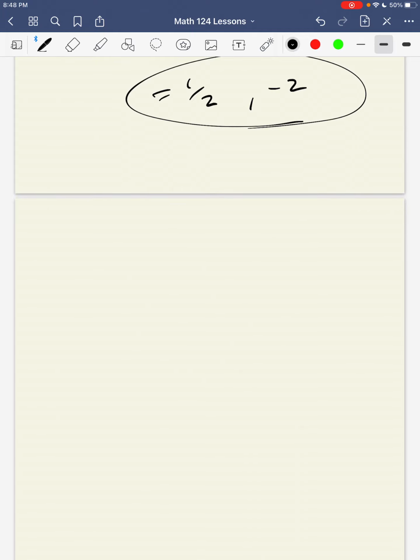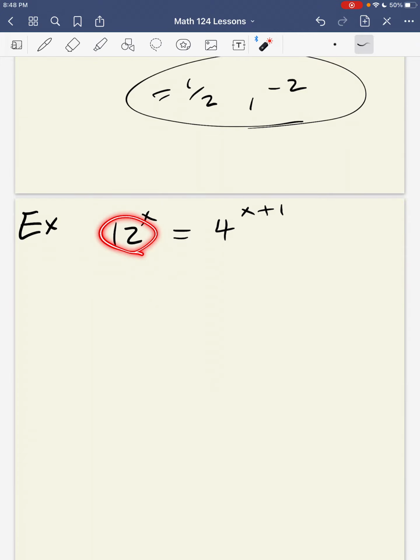Okay, let's look at some more problems. Say 12 to the x equals 4 to the x plus 1. So this time the bases are not the same, so let's just take a logarithm of both sides.